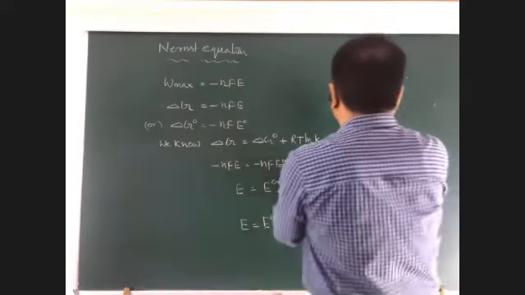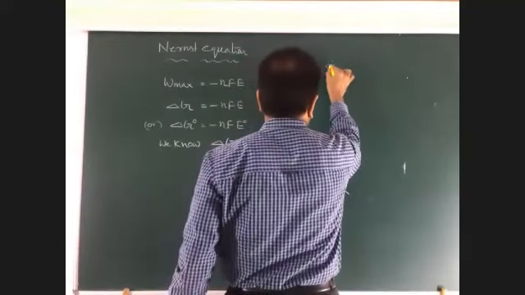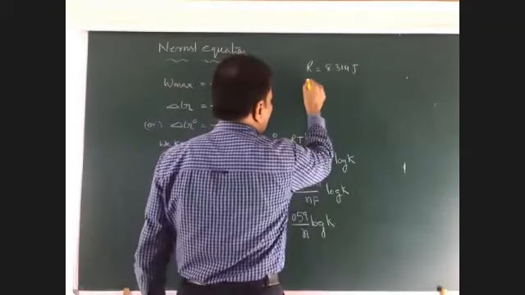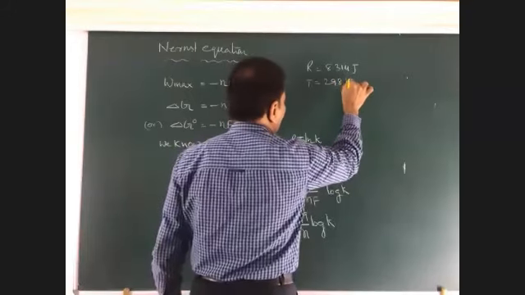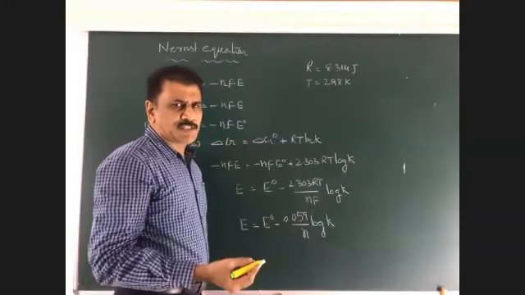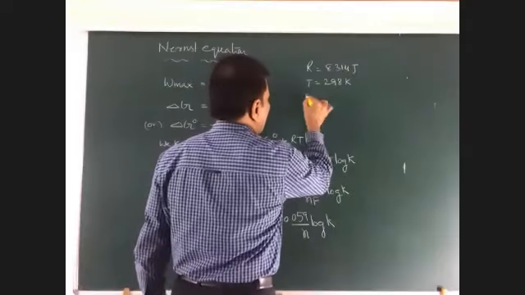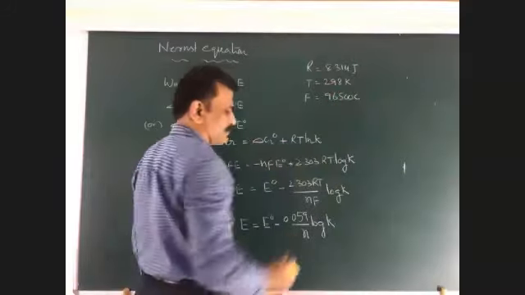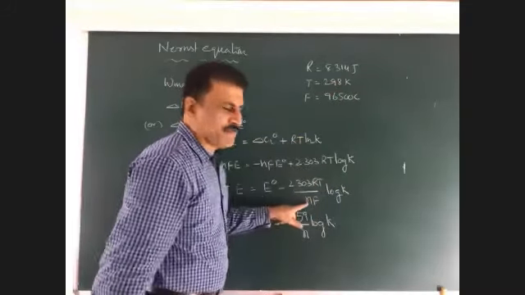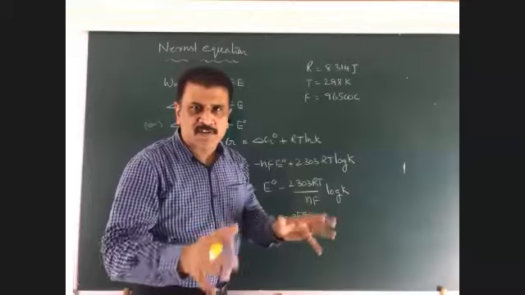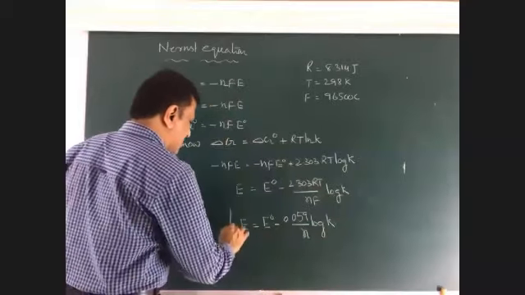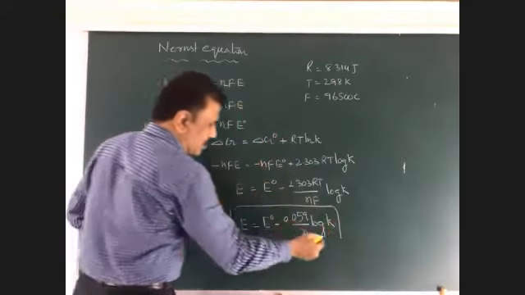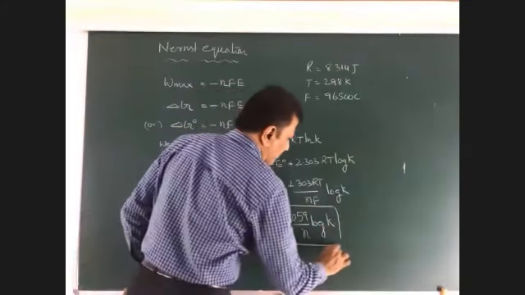What is R value? Here, R value is 8.314 joules. And T, temperature is 298 Kelvin. That is at normal temperatures. And F, Faraday is equal to 96,500 coulombs, because it's all in the SI system. What is n? Number of moles of electrons involved in the redox reaction. So this equation we have to remember finally. There is no need to remember this derivation. So this is the final equation.